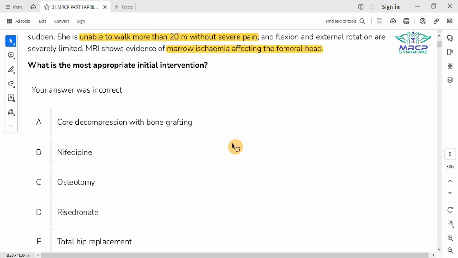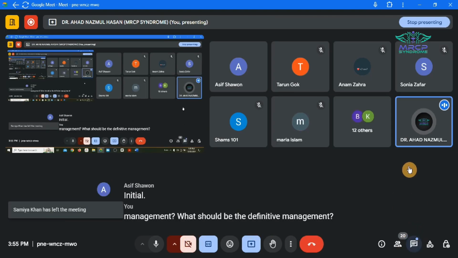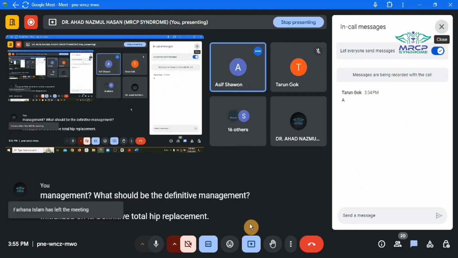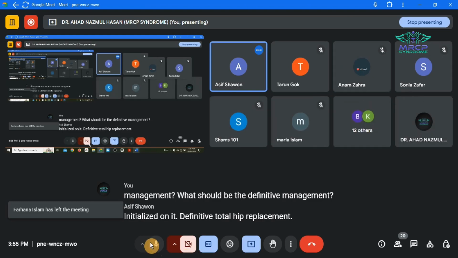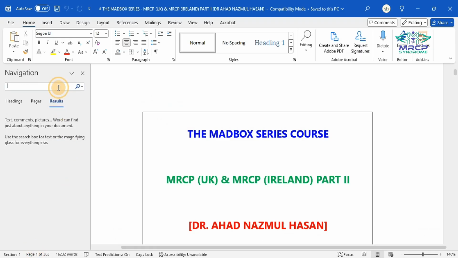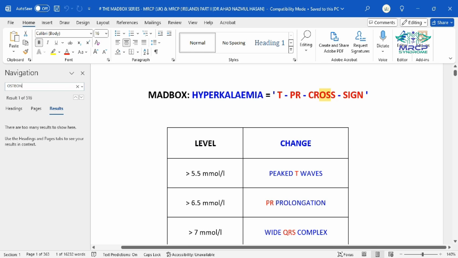Initial intervention of choice in case of osteonecrosis of the hip. And what should be the definitive management? What should be the initial management? What should be the definitive management? Initial risedronate, definitive total hip replacement. So definitive is the hip replacement, but regarding the initial management, it would be the osteonecrosis.